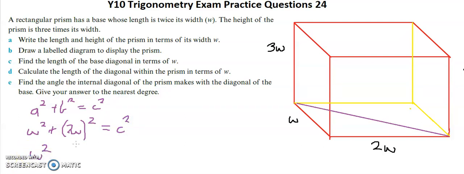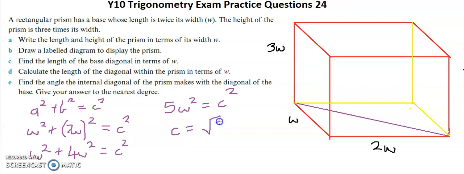I can simplify that because 2w squared means 2 squared is 4 and w squared is equal to c squared. So 1w squared plus 4w squared is equal to 5w squared is equal to c squared. Now I just need to square root both sides to get my c by itself. That means I'm left with square root of 5, and the square root cancels out the power and gives me a w. So square root 5w. So I'm just going to put that right next to my current line over here.